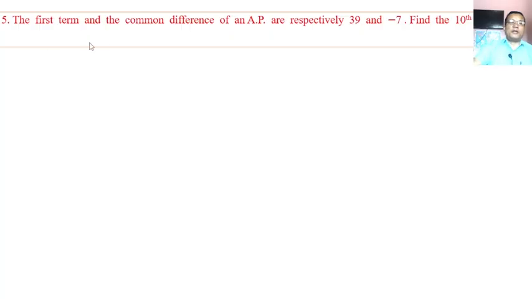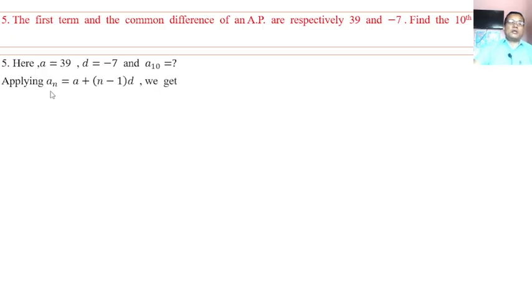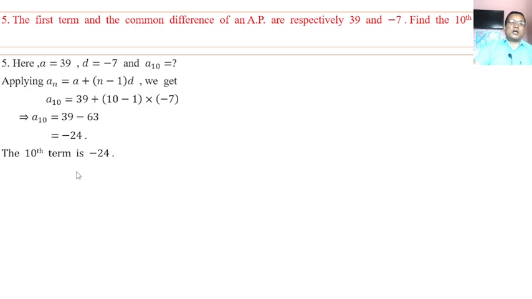5. The first term and the common difference of an AP are respectively 39 and minus 7. Find the 10th term. The first term A and the common difference D are given. Applying a_n equal to A plus (n minus 1) times D, we get a_10 equal to 39 plus 9 times minus 7. Solve, we get the 10th term is minus 24.